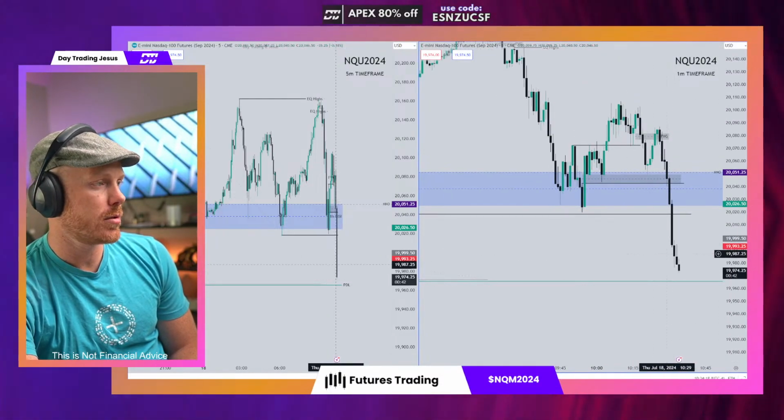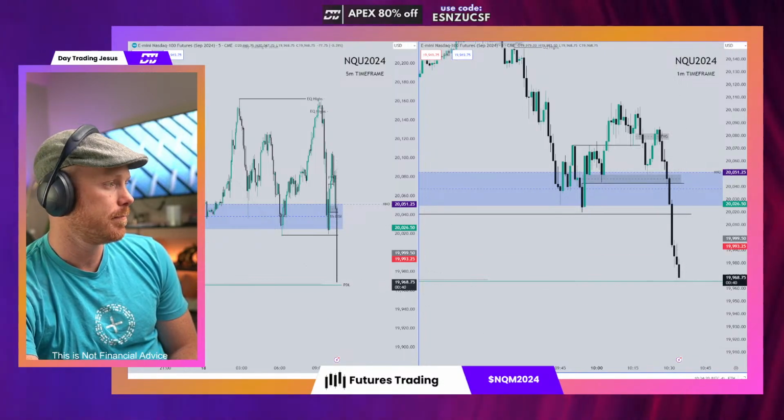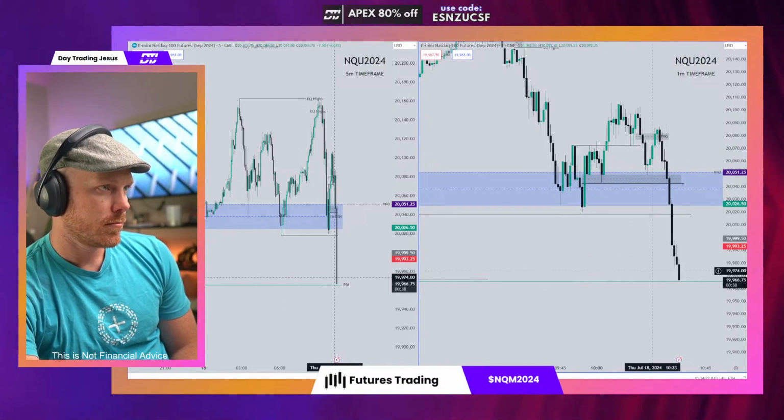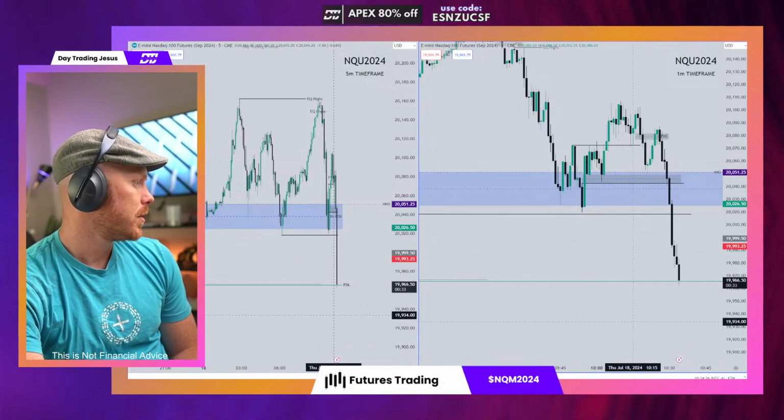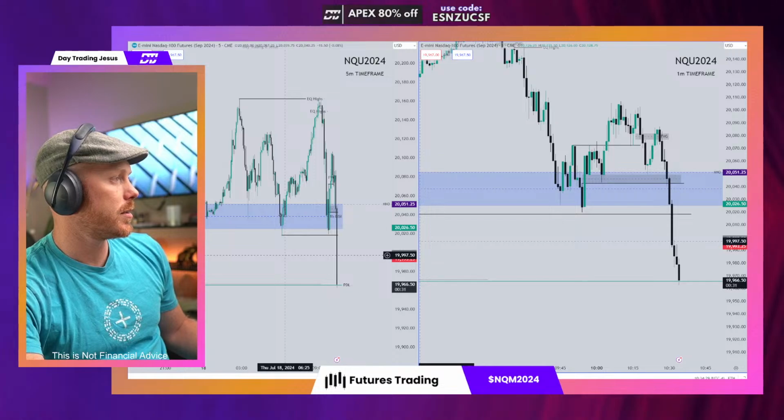We're running these lows. I mean, look at that. We're gonna run it. There it is.